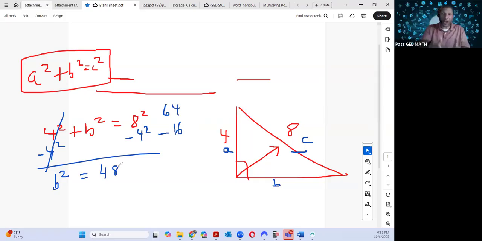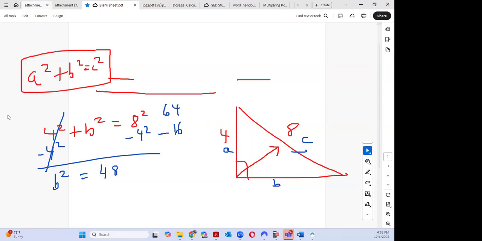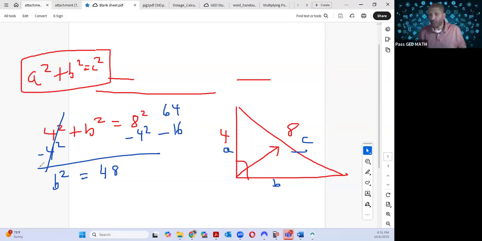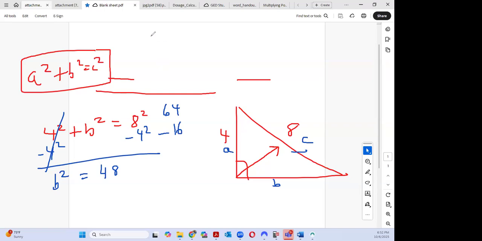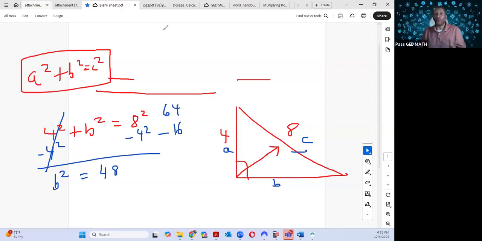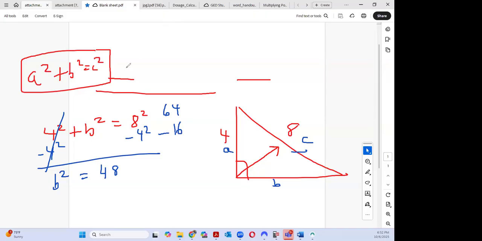Remember, I'm trying to get B. How can I get B by itself, but it says B squared? What is the opposite of squaring something? Square root. Okay. So remember one of the things I told you: know all your squares and your square roots. The opposite of multiplication is division, and the opposite of squaring is the square root. The square root of 48.